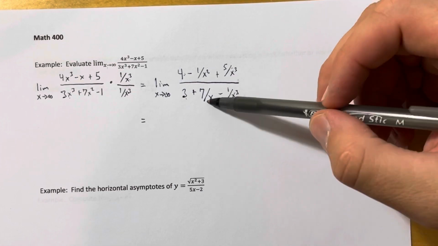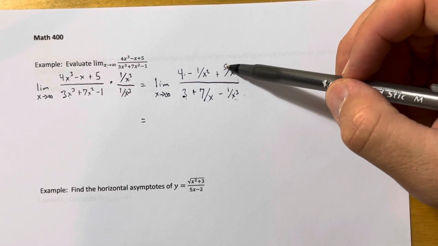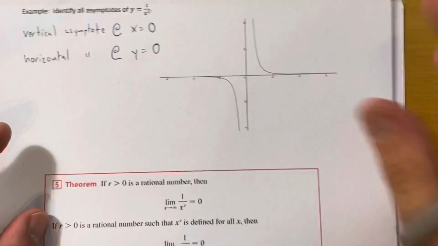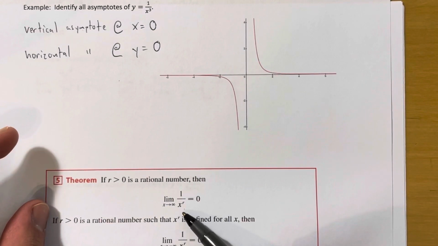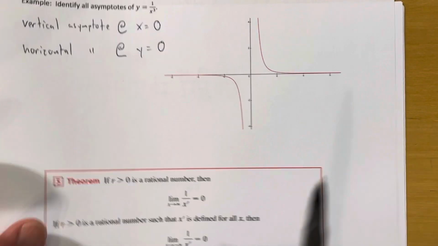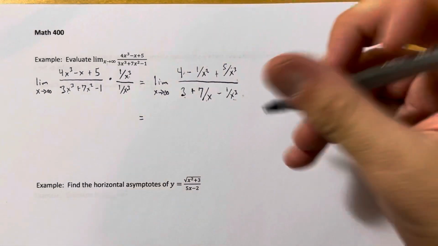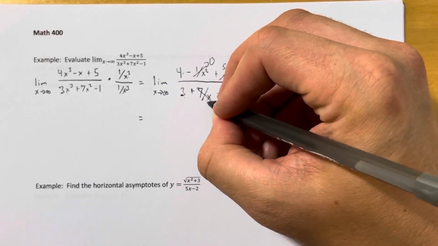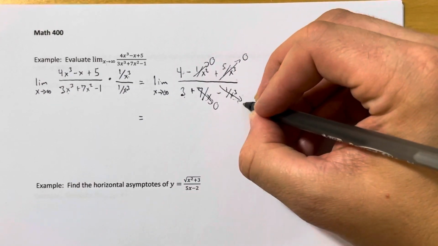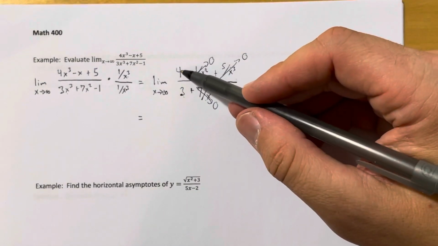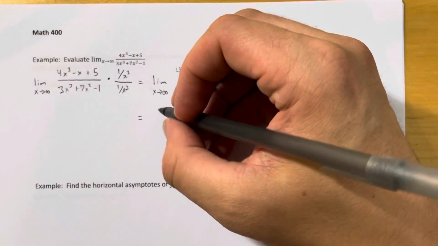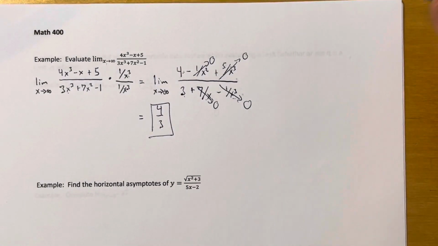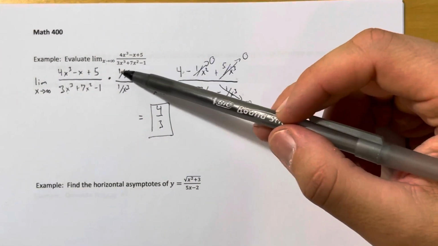Well, all of these terms, if I factor out the numerator at least, is a function of the form 1 over x to the r. So each one of those, according to this theorem, is going to go to 0 as soon as I apply that limit. That goes to 0, that goes to 0, that goes to 0, and that goes to 0, leaving me with the limit as x approaches infinity of 4/3 being constant. That's simply 4/3.